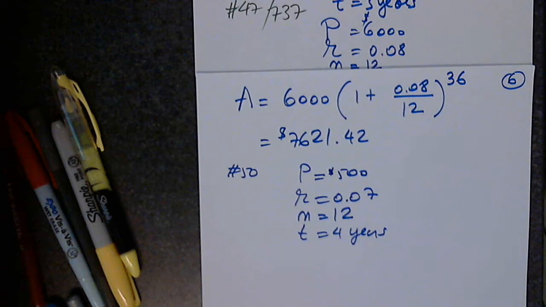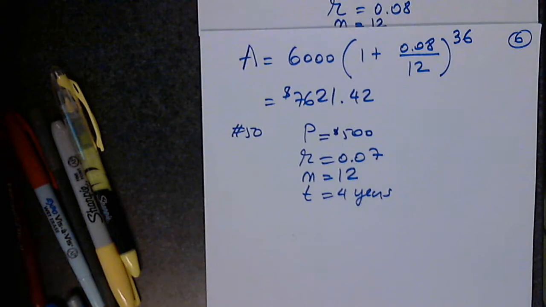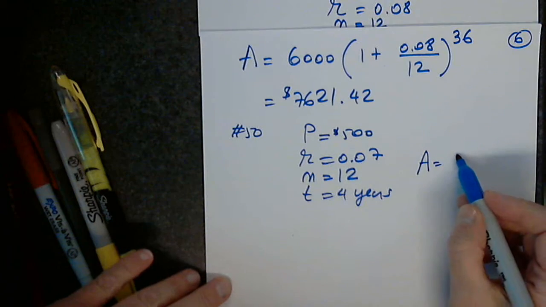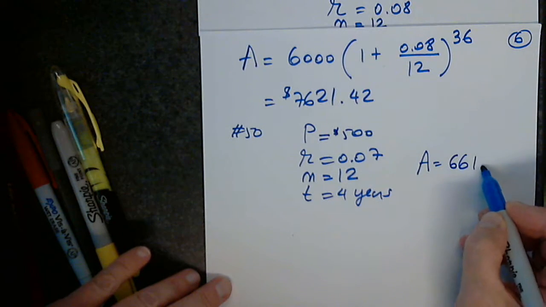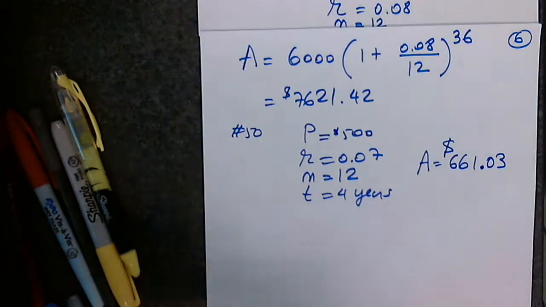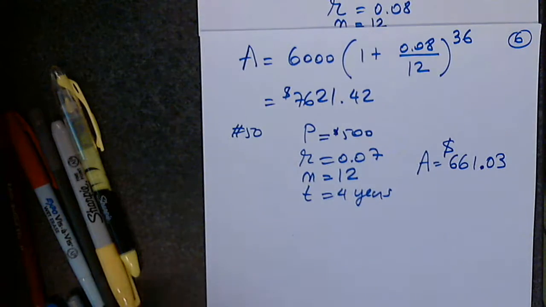Do we have a number? So A is... Do we all agree that if we deposit $500 today at 7% compounded monthly, in exactly 4 years from now, we have a total of 661.03? Did you get another number? Because I didn't calculate it. Are we okay with this? Okay.